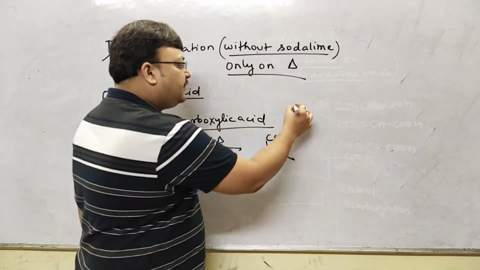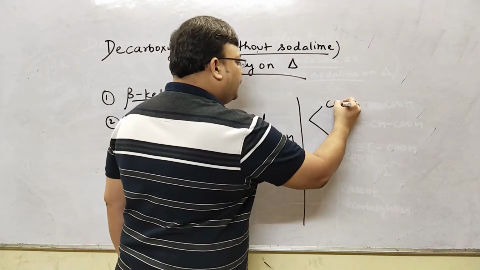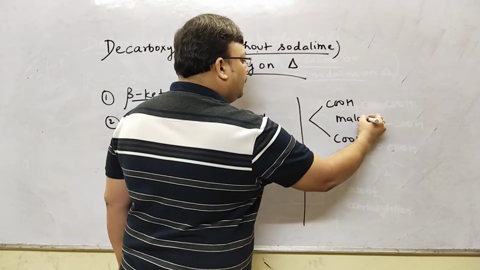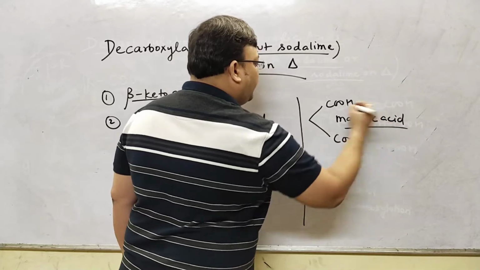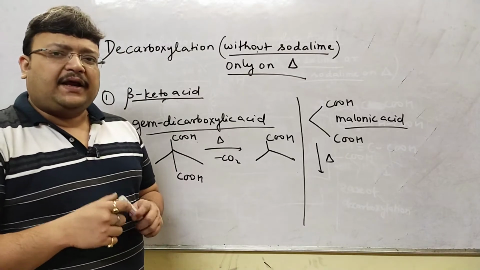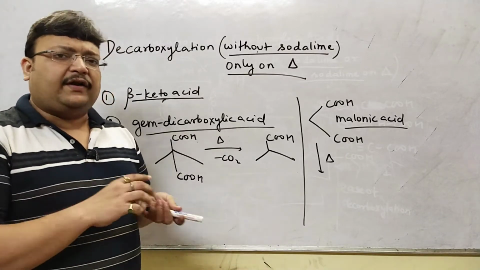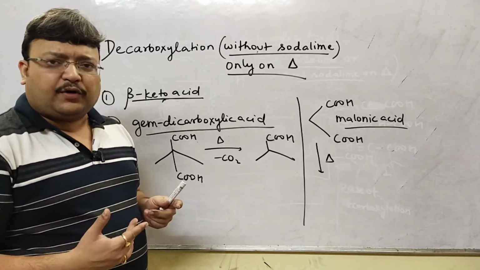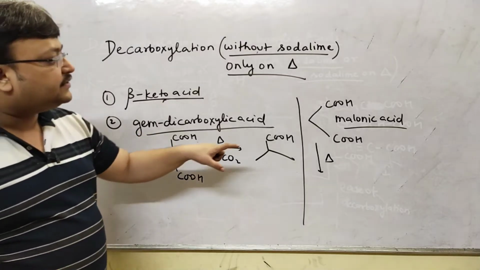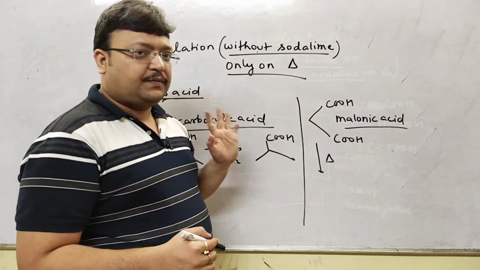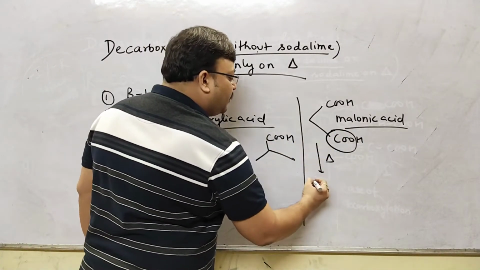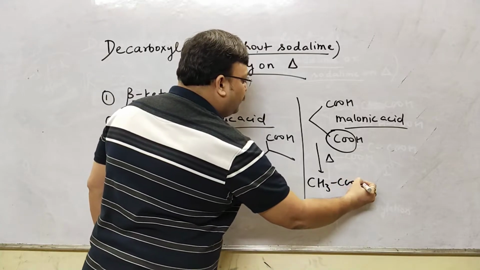A very popular application of this decarboxylation: this dicarboxylic acid is very popularly named malonic acid. Now malonic acid on heating. We'll take up the heating effect of all dicarboxylic acids in some other video. But this happens to be a geminal dicarboxylic acid, geminal because on one carbon you have two COOH groups. So the heating effect is, you will remove a carbon dioxide and get CH3COOH.